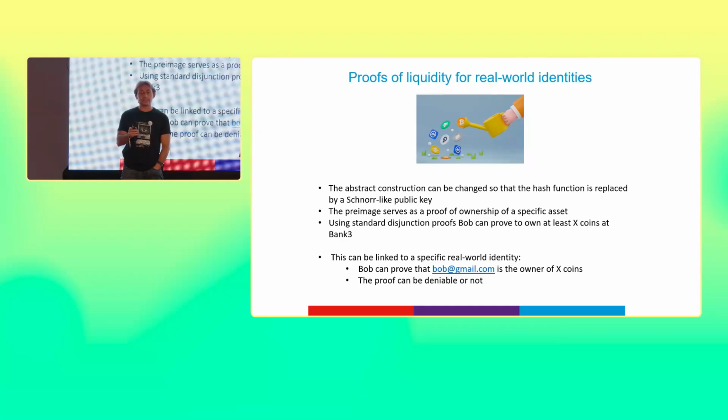So Bob can prove, for example, that his specific email address, bob@gmail.com, or even his social security number, if his deposit were in favor of his social security number, are tied. This identity owns a certain number of assets on chain. And here we can have proofs that are deniable or not.